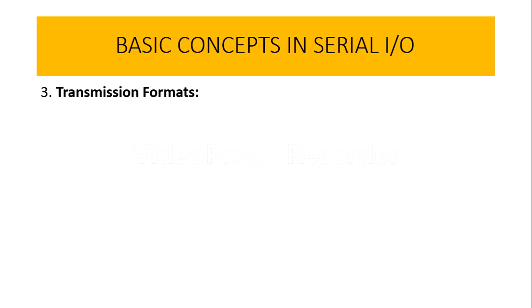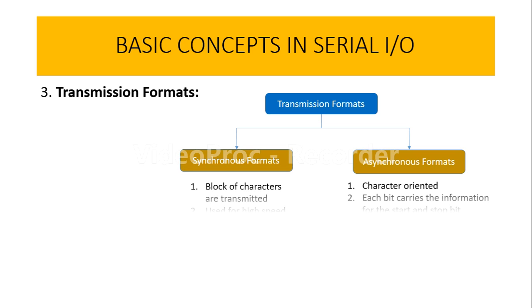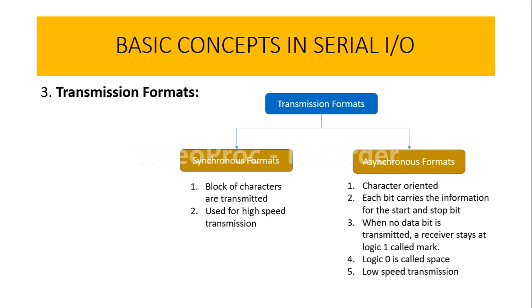Generally the transmission format can be divided into two formats. One is synchronous and another one is asynchronous. As I have told you, the transmission format can be either synchronous or asynchronous. When we talk about the synchronous format, here the receiver and transmitter are synchronized, and a block of characters can be transmitted at a time. We use this synchronous format particularly when we have high speed transmission.